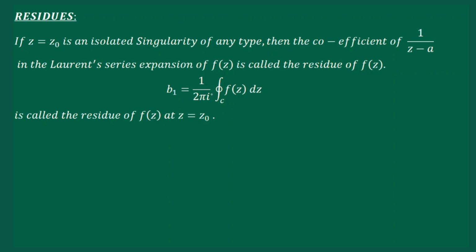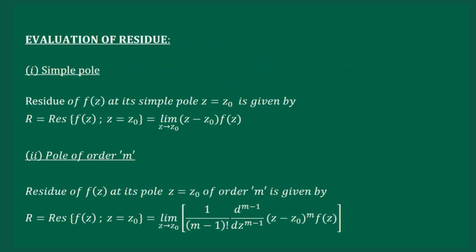While doing problems, let us see how to evaluate the residue. There are two methods for evaluating the residue of a given function: how to calculate the residue for a simple pole, and how to calculate the residue for a pole of order m. What do we mean by a simple pole? A pole of order 1 is called a simple pole.